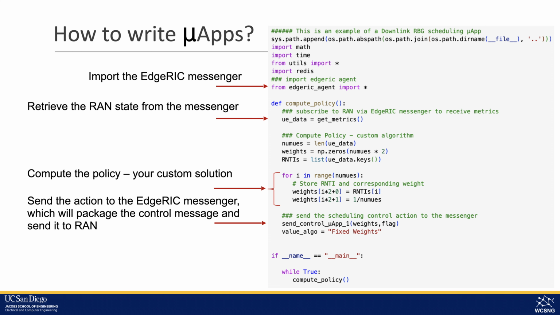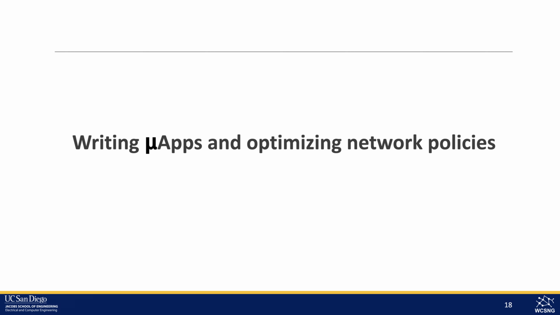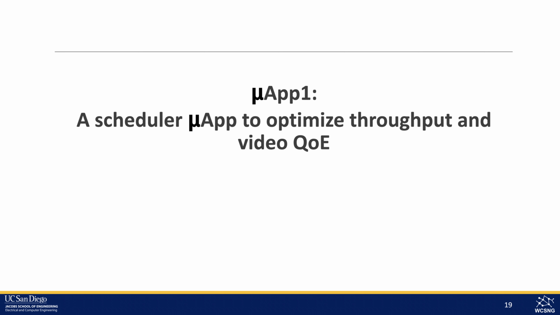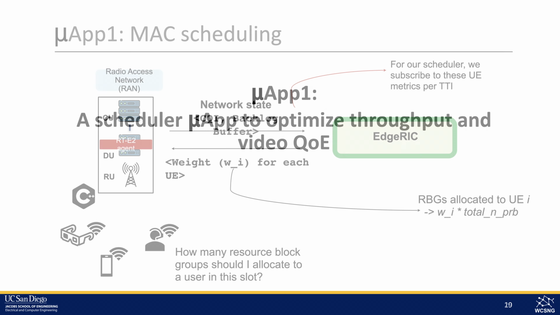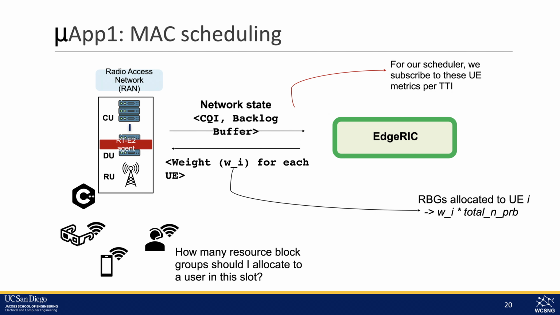Now I'll go over some of the micro apps that we deployed, which were in the demo over the last two days, and how we optimize network policies. I'll go over how we did the reinforcement learning training for throughput maximization, and also the application-aware network scheduler to improve the video quality of experience.